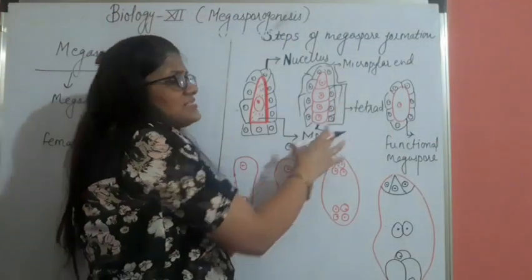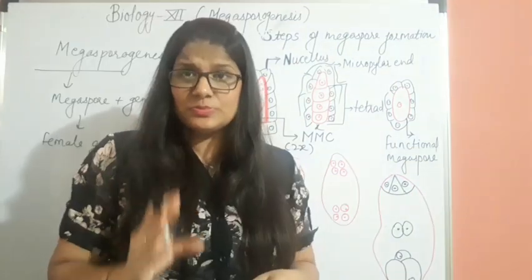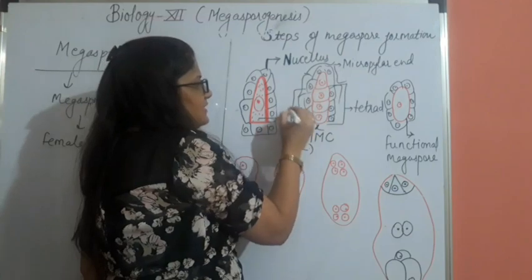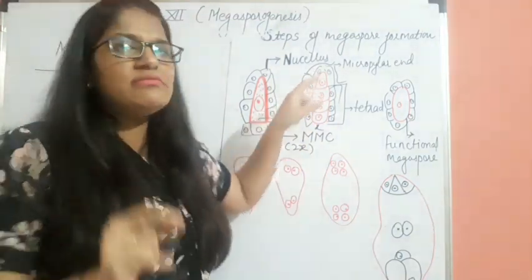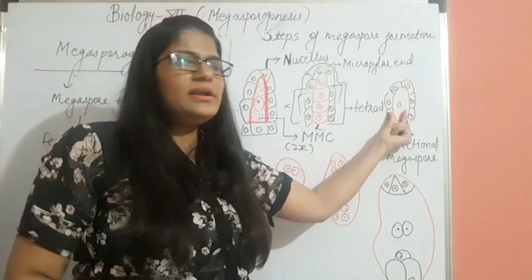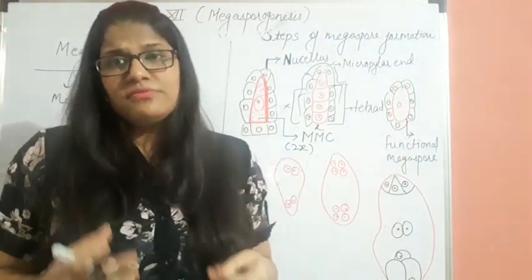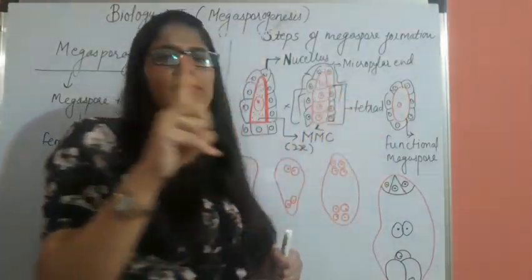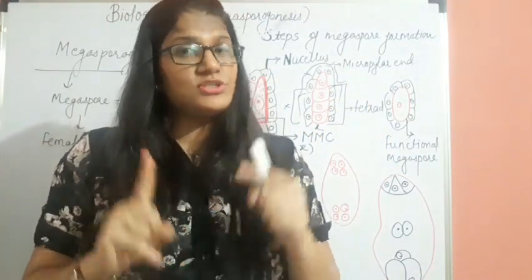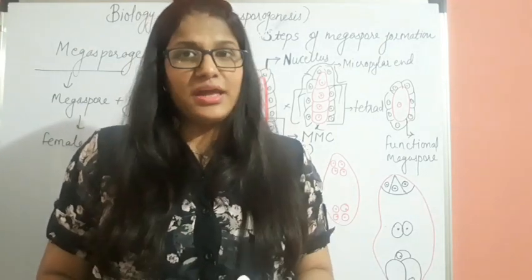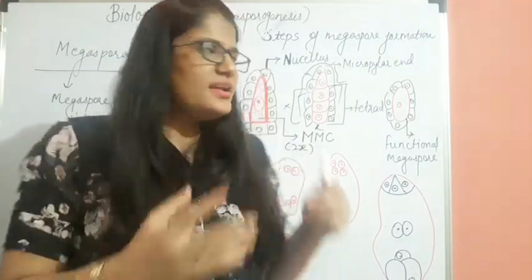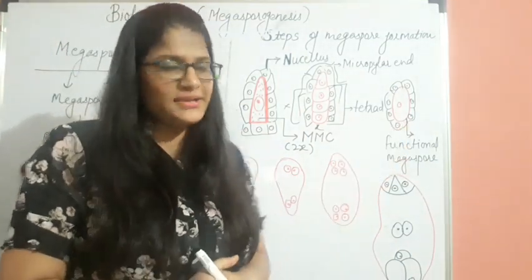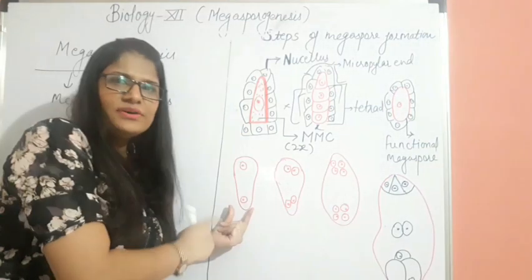Now out of these 4 cells, 3 megaspores will degenerate. इन चारों में से 3 degenerate हो जाएंगे. You can say ये 3 degenerate हो गए. So only 1 will be left, and that is called the functional megaspore. Functional मतलब उसी में आगे का प्रोसेस होगा. तो in that we'll get 1 haploid megaspore or the functional megaspore, which is also called female gametophyte or embryo sac. Now we'll see the changes inside the female gametophyte or embryo sac. So this is the further process.